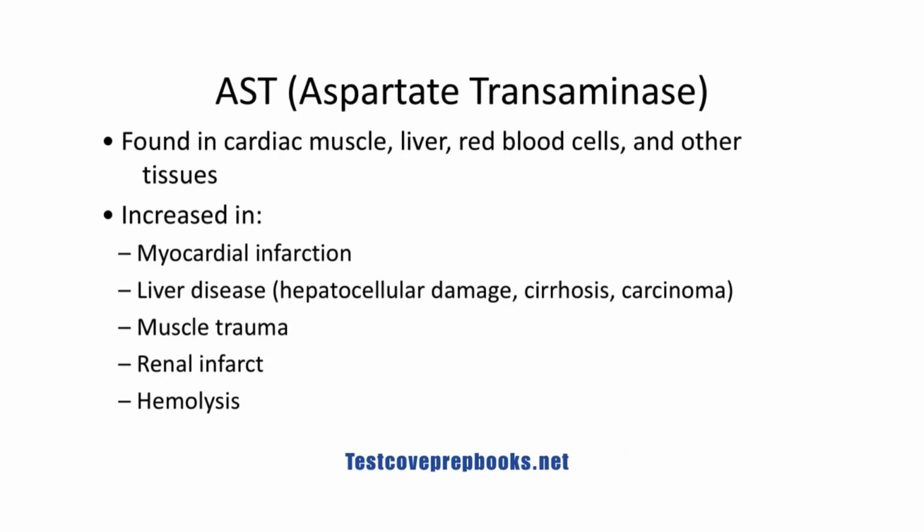Next is aspartate transaminase, or AST. This enzyme is found in cardiac muscle, the liver, red blood cells, and several other tissues. Its levels rise in conditions such as myocardial infarction, liver disease including hepatocellular damage, cirrhosis, and carcinoma, as well as in muscle trauma, renal infarction, and hemolysis.